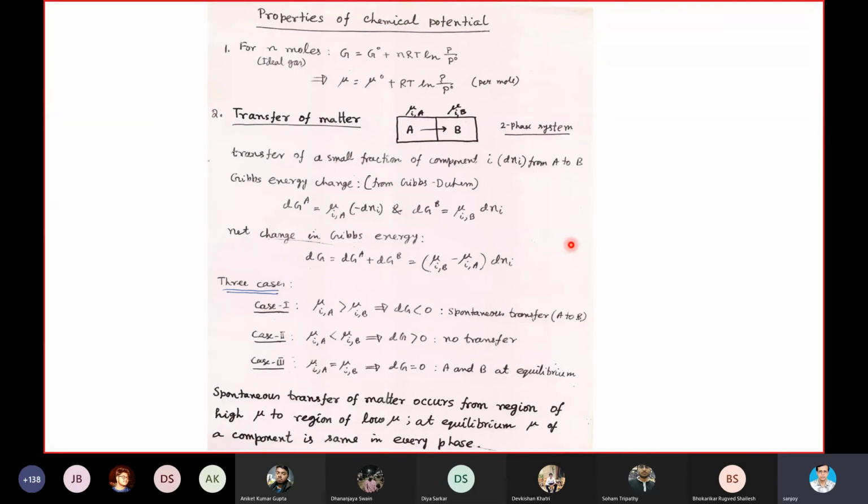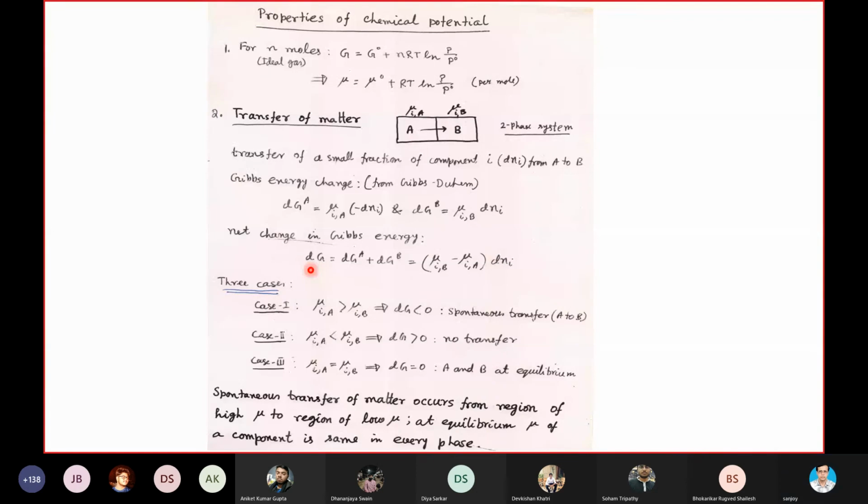So you have to know the chemical potential of the two points between which you want to see whether transfer of matter is possible or not. Now, depending on the sign of the chemical potential difference, positive or negative, the Gibbs energy change will become positive or negative. If you find that the Gibbs energy change is negative, then automatically that process is spontaneous.